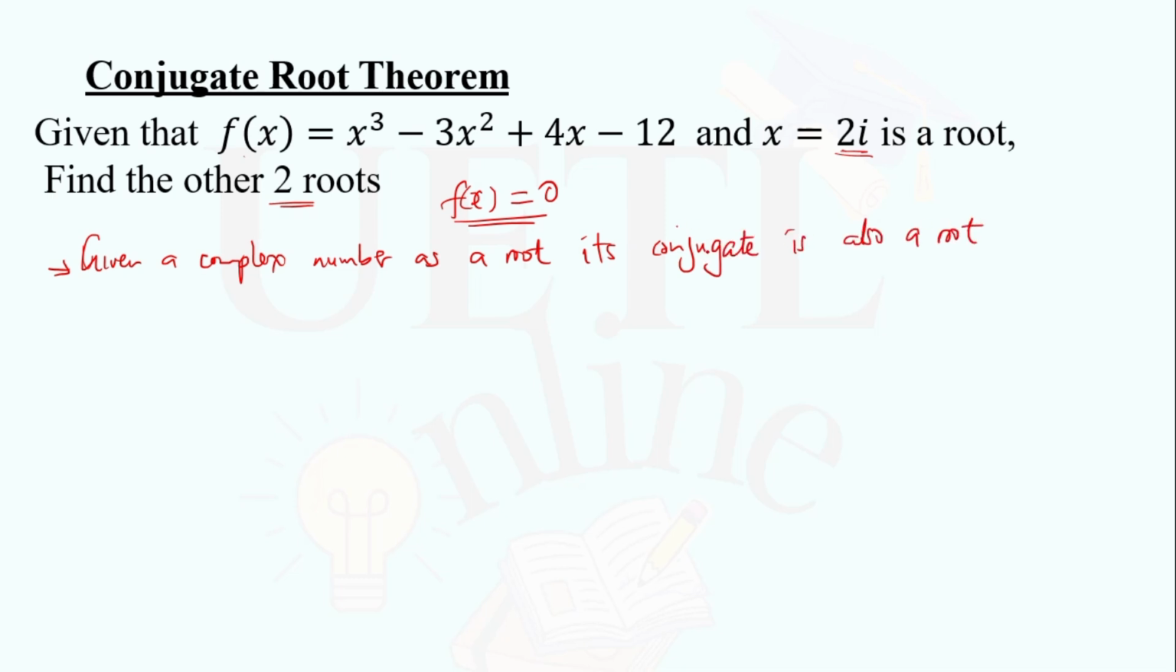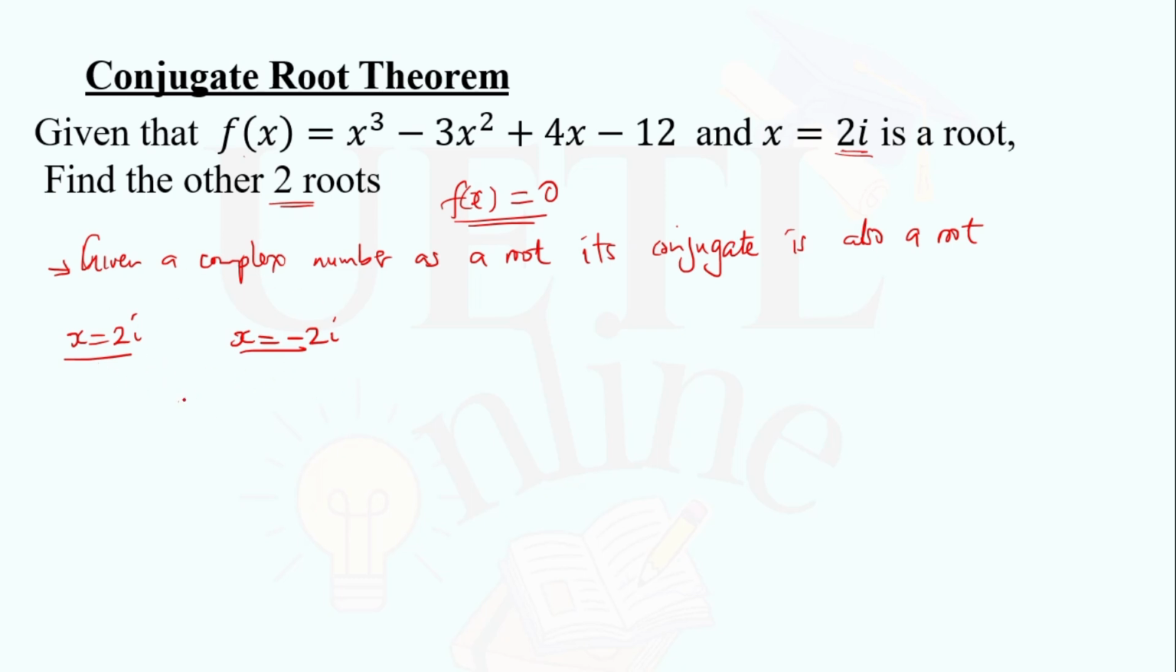So here we have x equals 2i as the first root. This means that x equals minus 2i is also a root of this. Now we can see that we have two roots of this equation. What's left is to find the third root. So what we do here is combine these roots to form one quadratic equation.